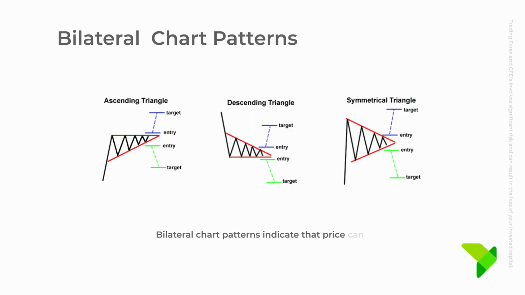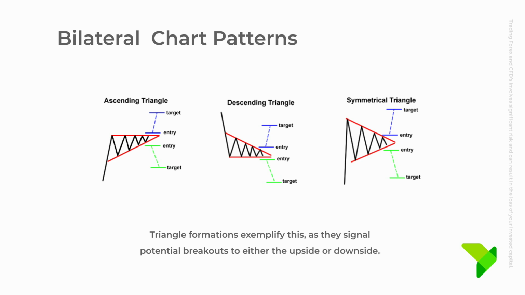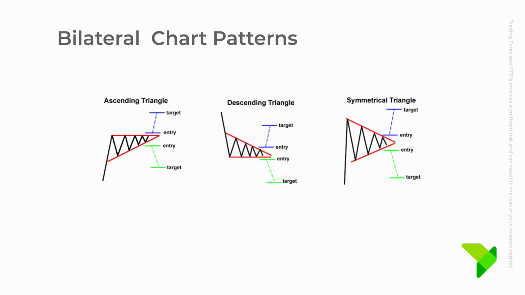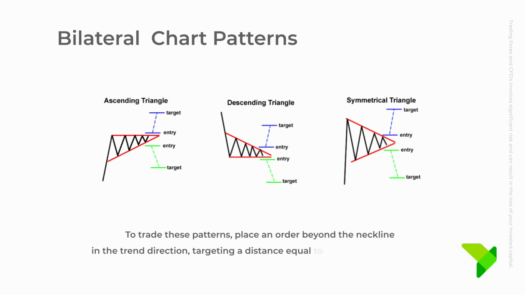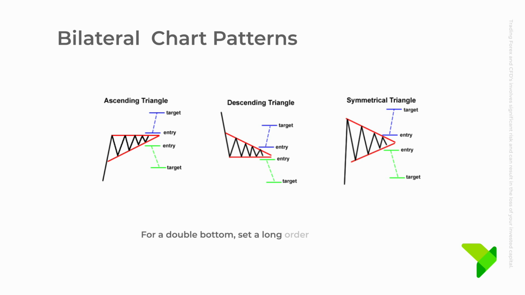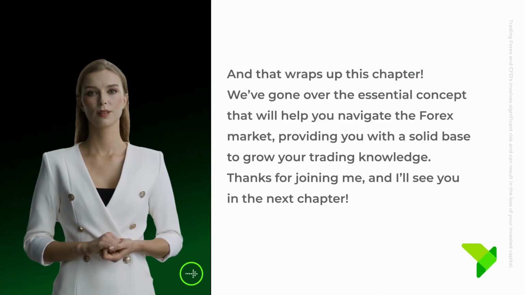Bilateral chart patterns indicate that price can move in either direction, making them trickier to trade. Triangle formations exemplify this, as they signal potential breakouts to either the upside or downside. To trade these patterns, place an order beyond the neckline in the trend direction, targeting a distance equal to the formation's height. For a double bottom, set a long order at the neckline and place a stop loss in the formation's middle. And that wraps up this chapter.